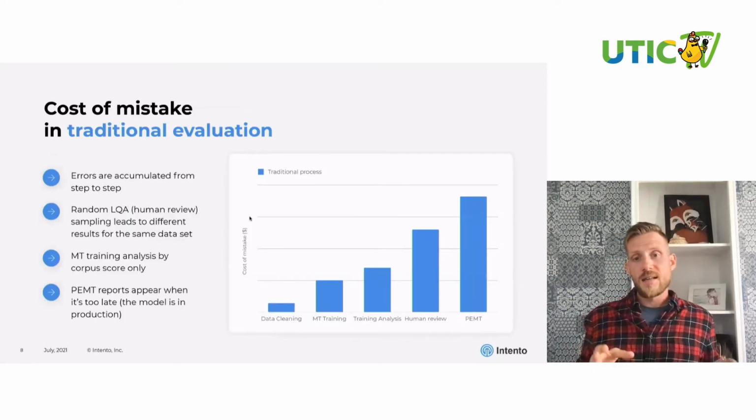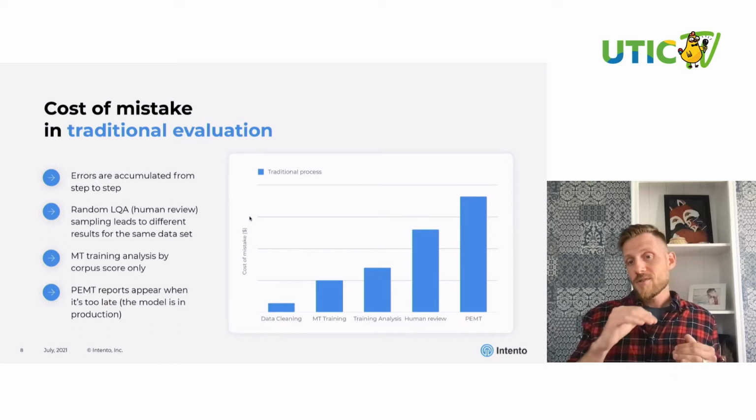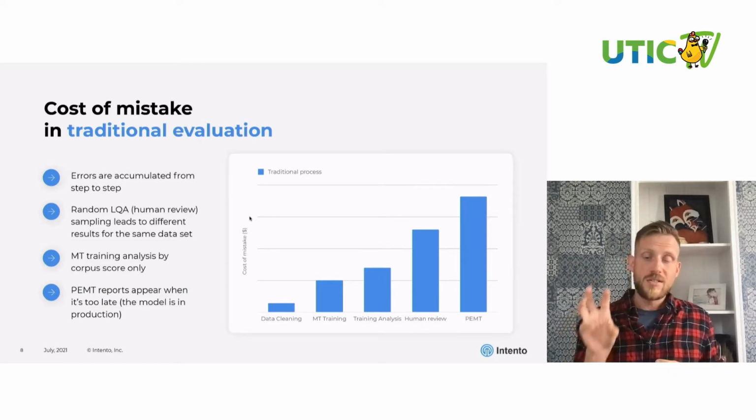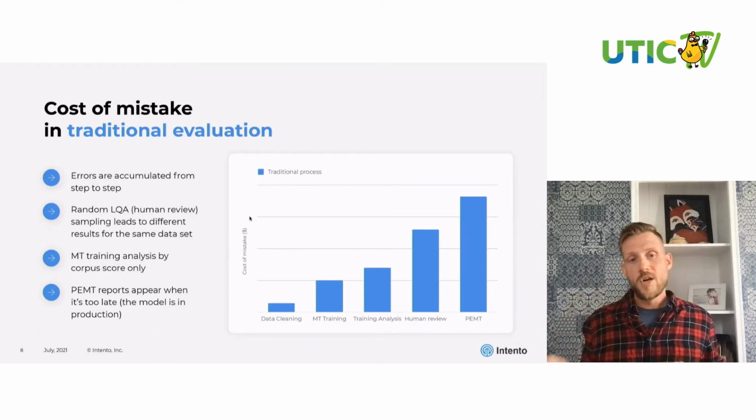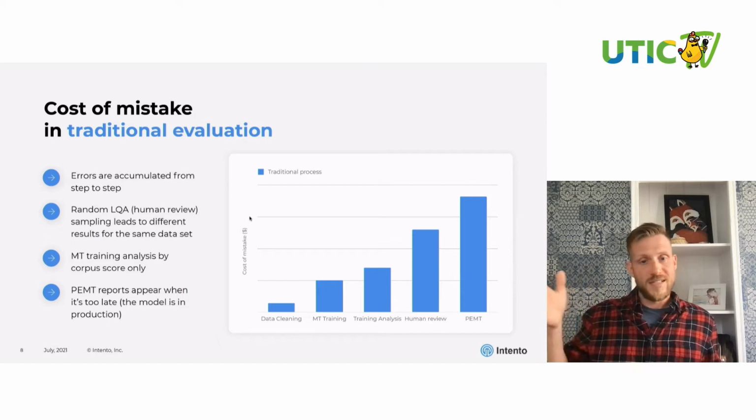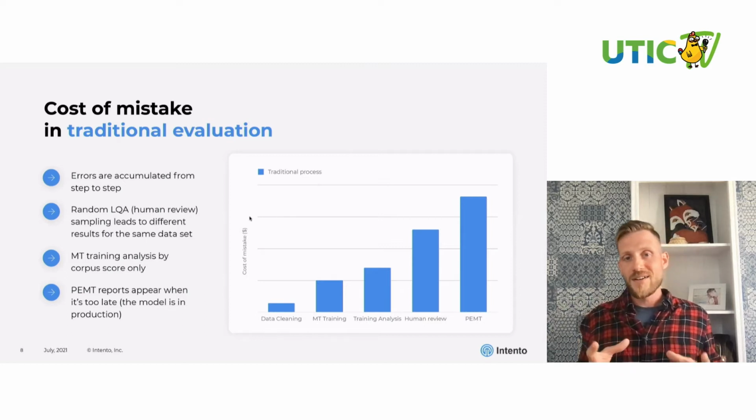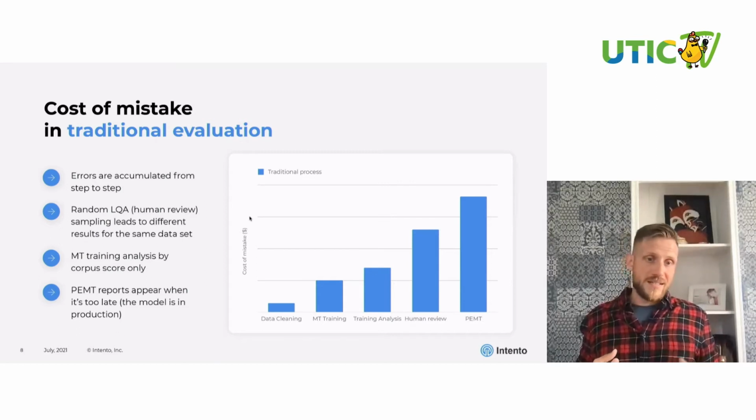So if we take this on a plot, we see that the cost of errors accumulates from step to step, and if during the post-editing report you catch an error which came from data cleaning, you have to go back and step by step go through all over the process again. And maybe even with the same data, you will have other results because of the random sampling. Because with random sampling, you get different results with the same data set. And that is where this idea grows, how to fix it.